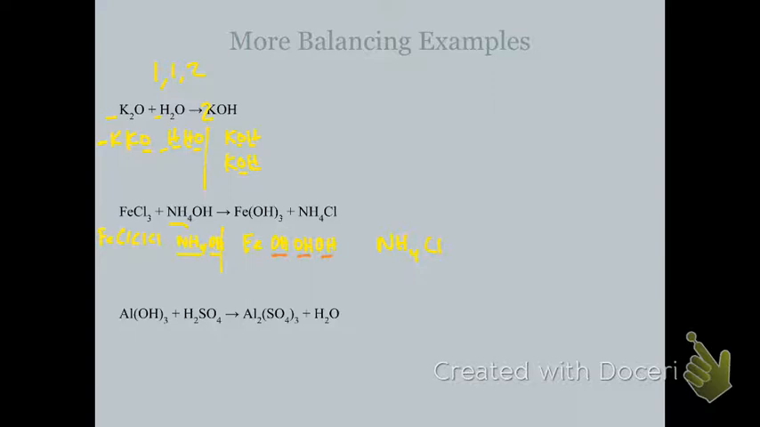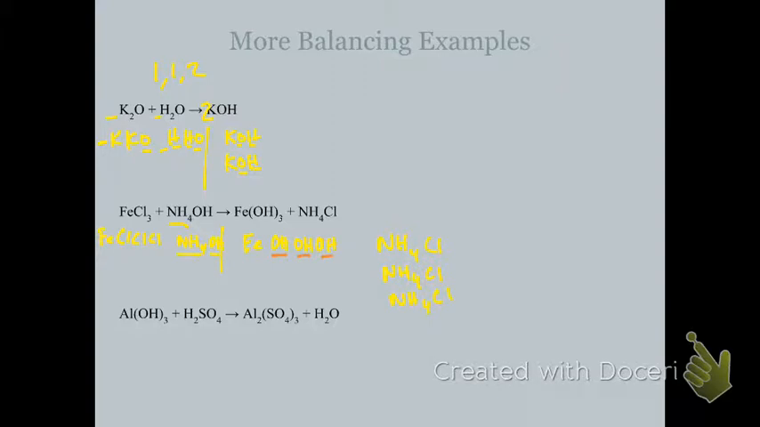All right, so let's take a look. Remember, always leave oxygen and hydrogen last. So I'm going to look at my ions. Right now my ions are balanced. I have one Fe on one side, one Fe on the other. My chlorines, though, aren't balanced. So I need 3 chlorines, which means I'm going to need 2 more of this.